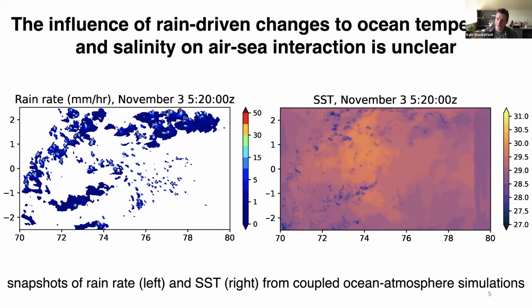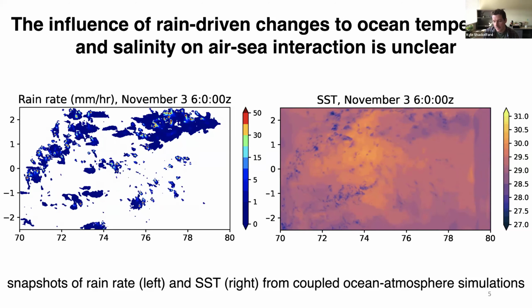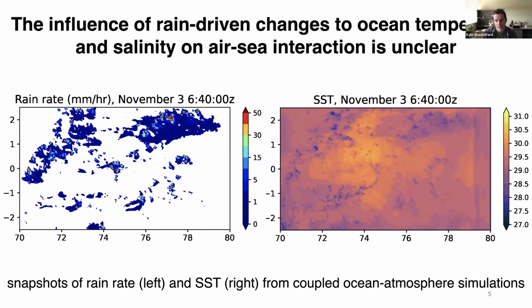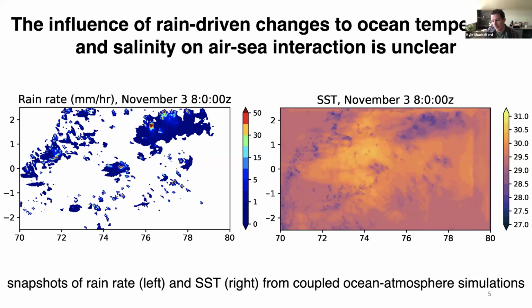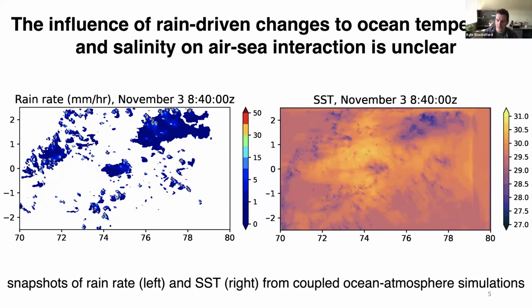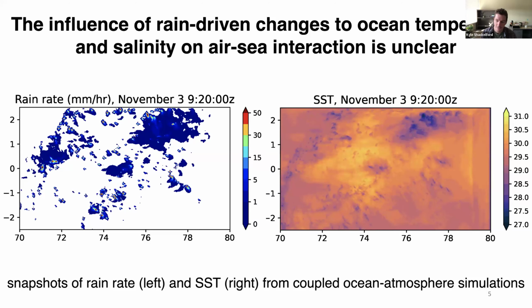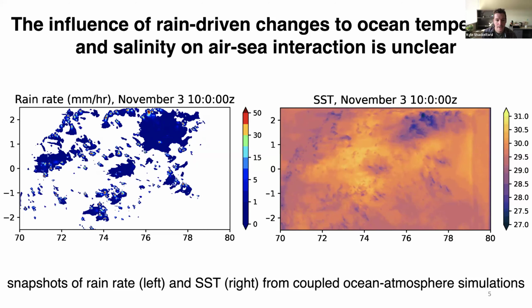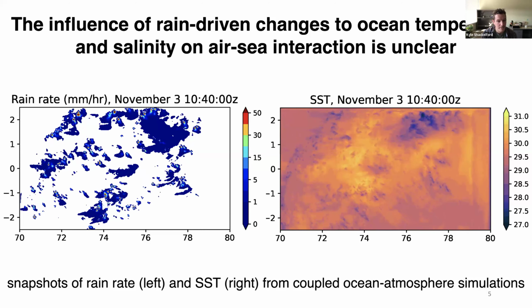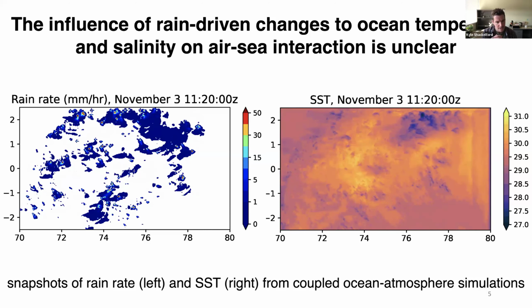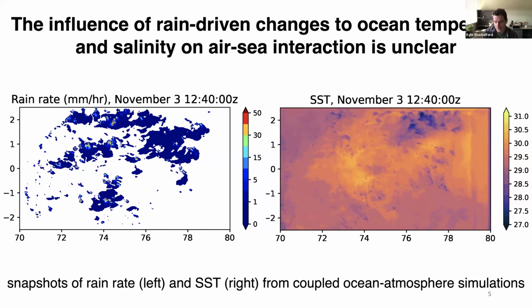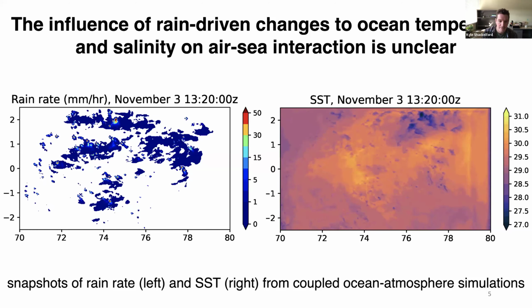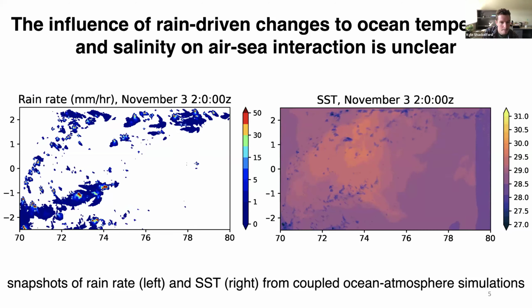So going into this, we really thought that the SST gradients associated with rain layers may imprint on the atmospheric boundary layer through pressure perturbations and drive low-level patterns of convergence and divergence, which could potentially trigger atmospheric convection. But in our simulations, we found that there was not really a lot of evidence of this occurring. So I won't be talking about that too much today, but if you have any questions about that, I'd be happy to answer them.